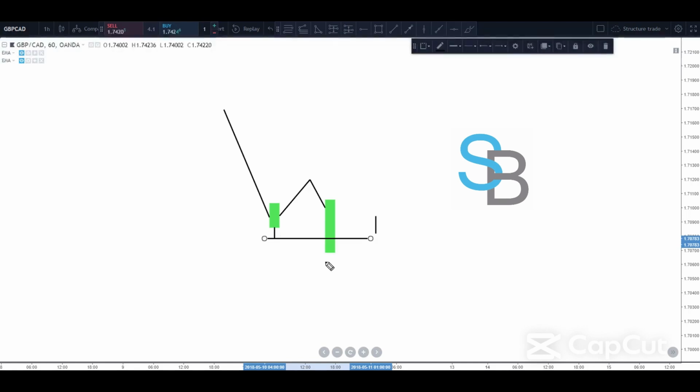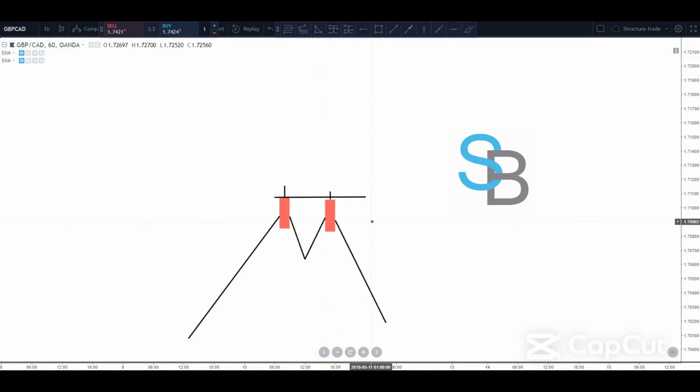So what we need to see is the body above the swing low of the previous bottom and a wick that at least touches the body of the previous bottom. As long as we have those two factors, then we can count this as a double bottom. Now the same thing applies for a double top. We'll go ahead and switch this around and take a look at that. And here we have a double top situation.